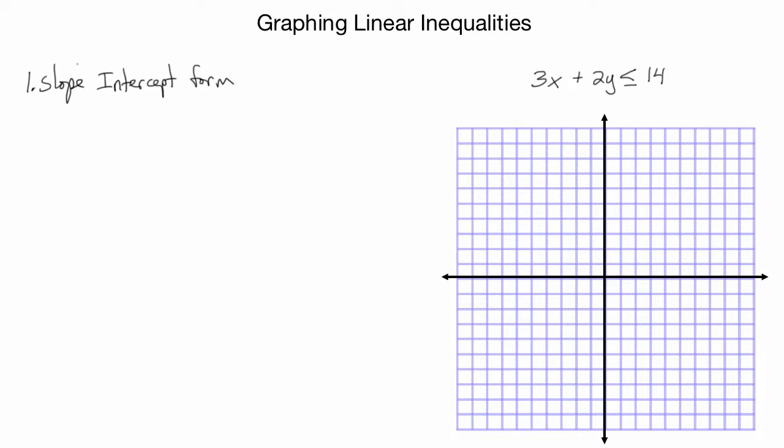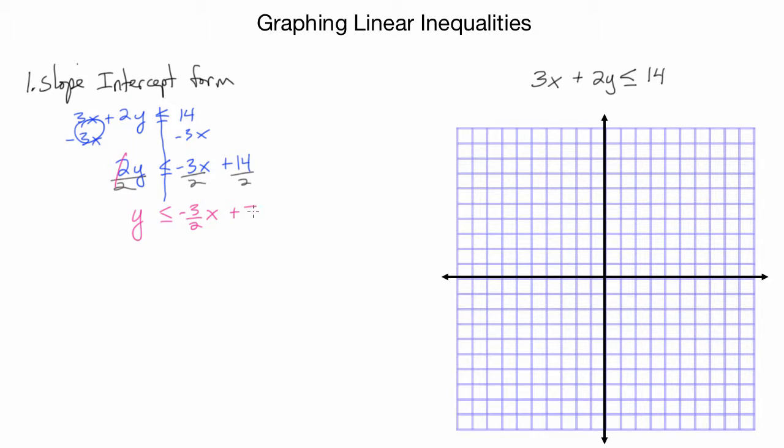Let's write it out here. So we've got 3x plus 2y is less than or equal to 14. I've got some rearranging to solve for y. So I'm going to subtract 3x from both sides. Now I've got 2 times y is less than or equal to negative 3x plus 14. And I'm going to divide both sides by 2. So now it gives me y is less than or equal to negative 3 halves x plus 7. Okay, we're going to hang on to that.